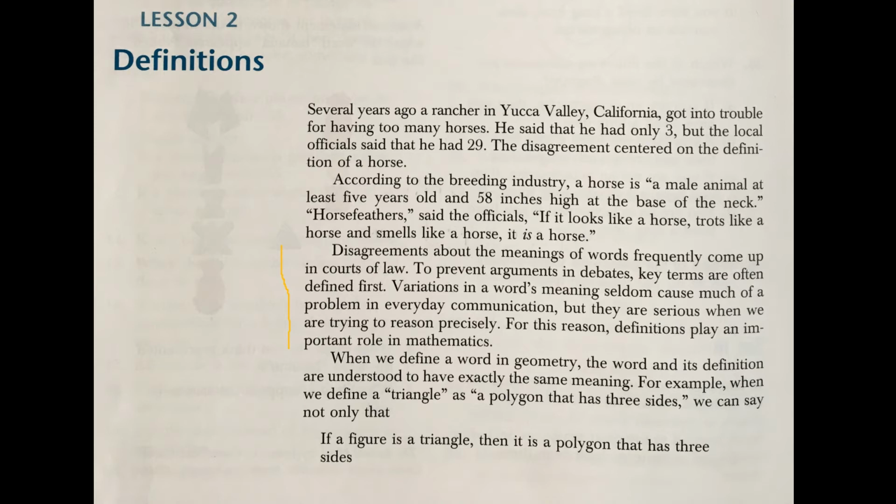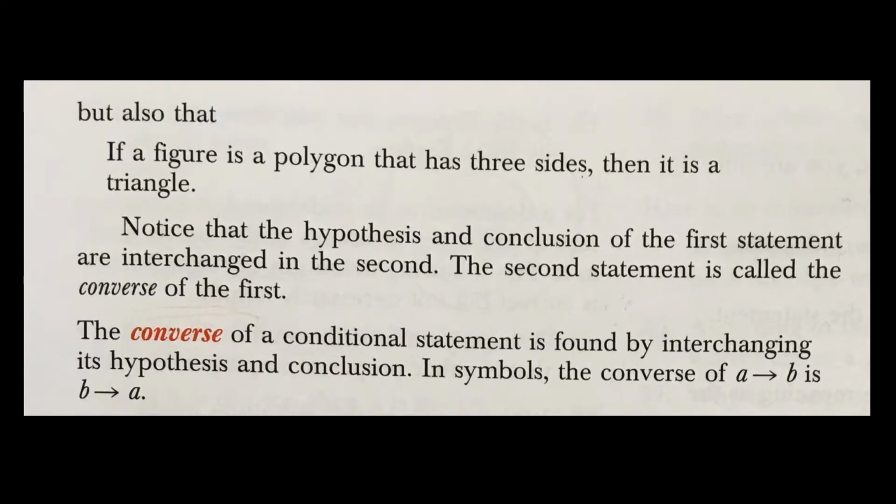So when we define a word in geometry, the word and its definition are understood to have exactly the same meaning. For example, when we define a triangle as a polygon that has 3 sides, we can say not only that if a figure is a triangle, then it is a polygon that has 3 sides, but also if a figure is a polygon that has 3 sides, then it is a triangle.